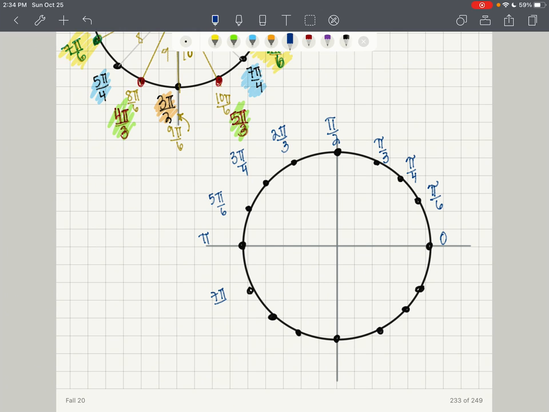7 pi over 6, 5 pi over 4, 4 pi over 3, 3 pi over 2, 5 pi over 3, 7 pi over 4, 11 pi over 6, and 2 pi.